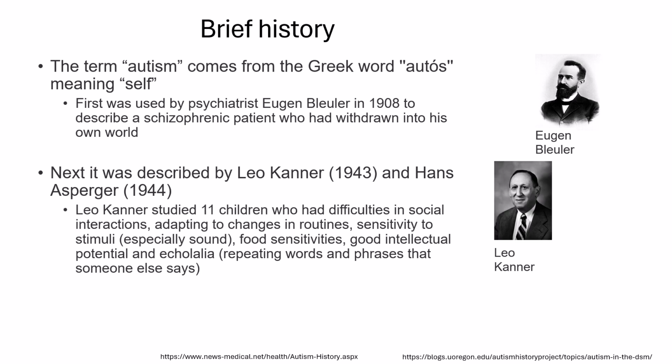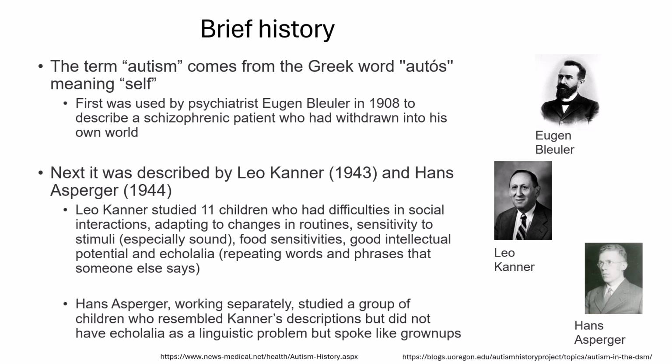Leo Kanner studied 11 children who had difficulties in social interactions, to adapting to routines. They had sensitivity to stimuli, especially sound. They had food sensitivities. A lot of these kids had good intellectual potential, and they also had echolalia, so repeating words and phrases that someone else says. Asperger worked independently, and he studied a group of children who resembled these descriptions but did not have echolalia as a linguistic problem, and they also spoke like grown-ups.